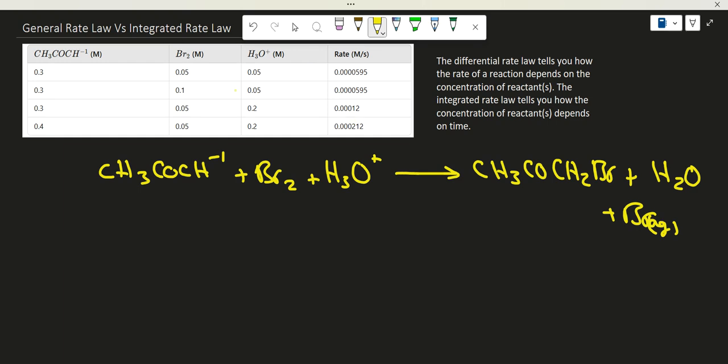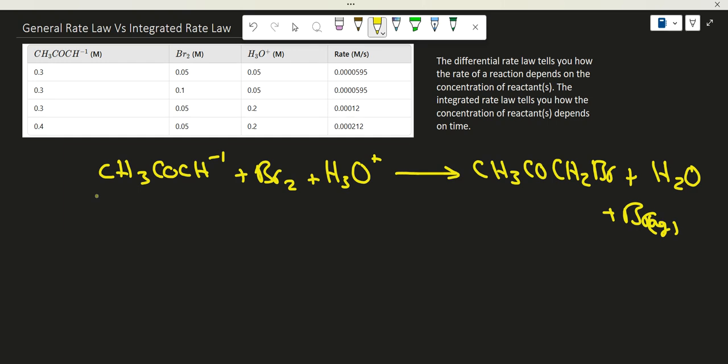So we need to find the differential rate law. When you turn to the differential rate law, since we have 3 reactants, we need to hold 2 of them constant, or see where they don't change, and use the one that does change. Let's do an example without over-explaining the problem.